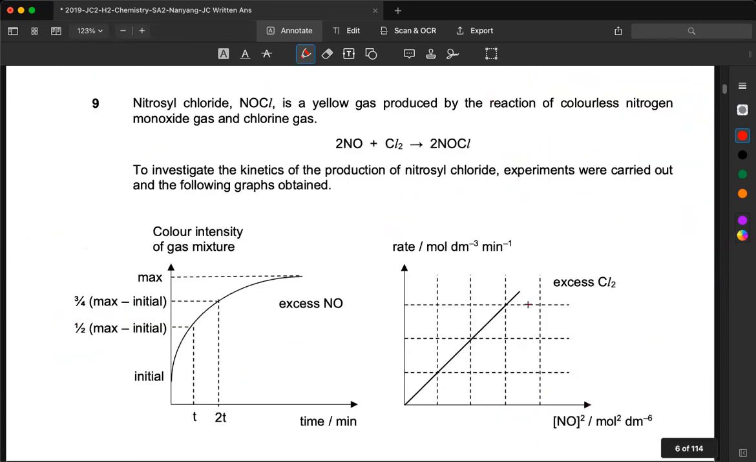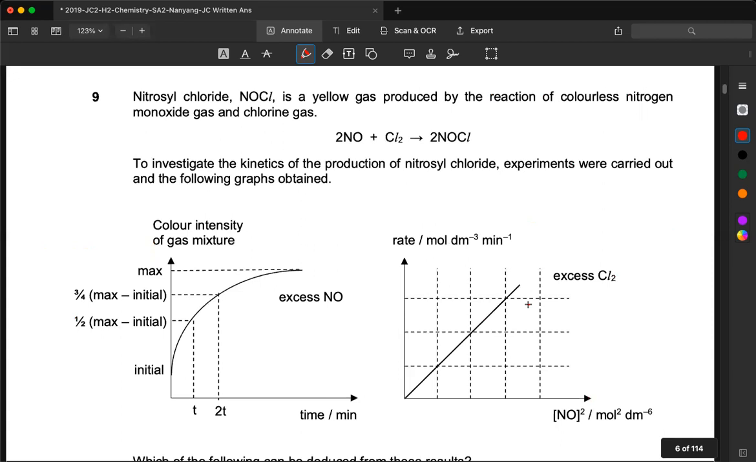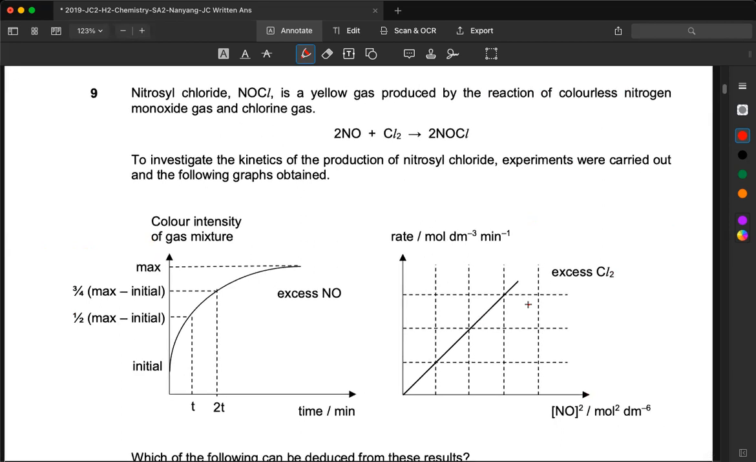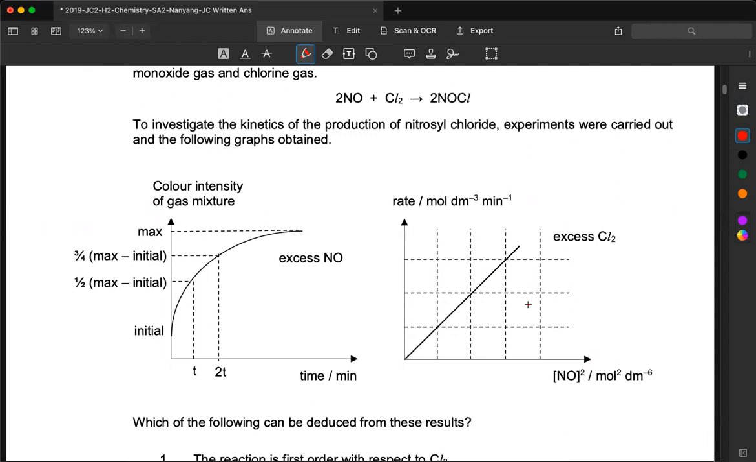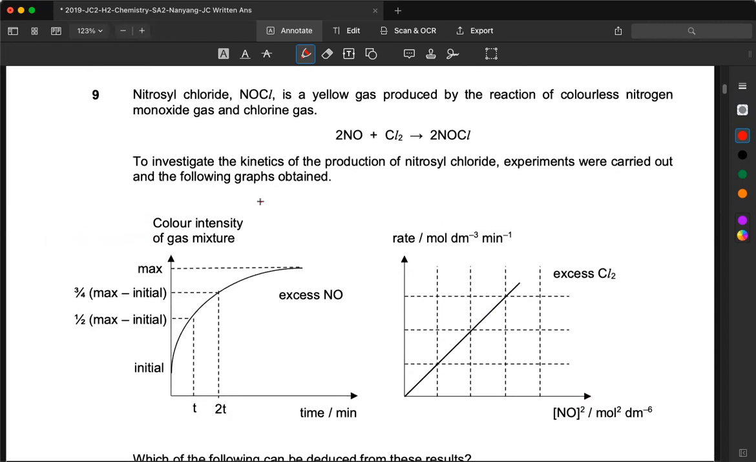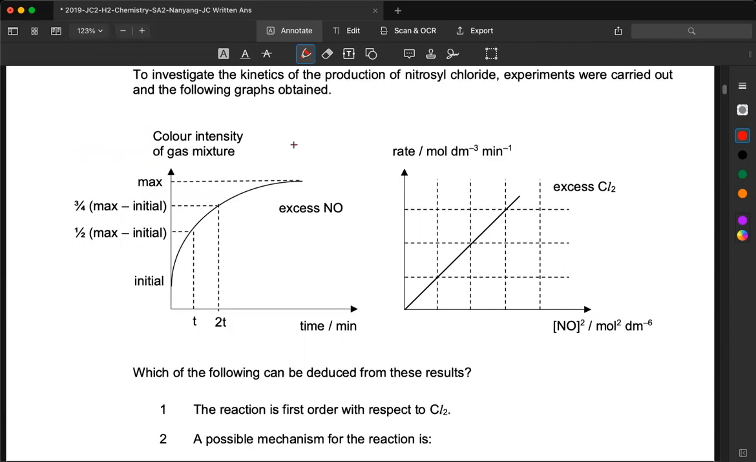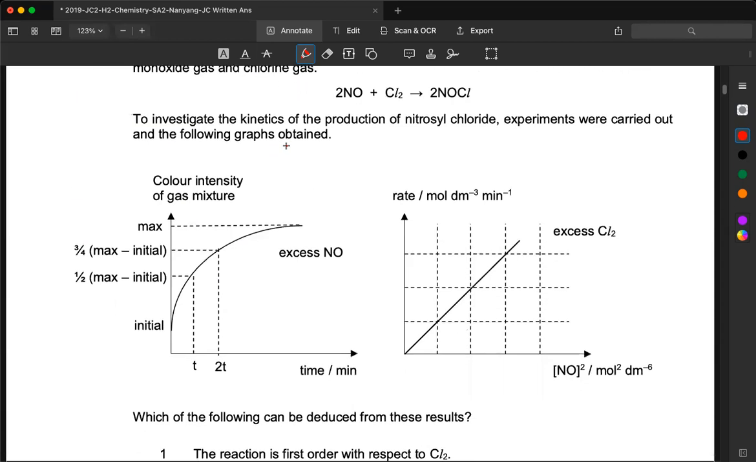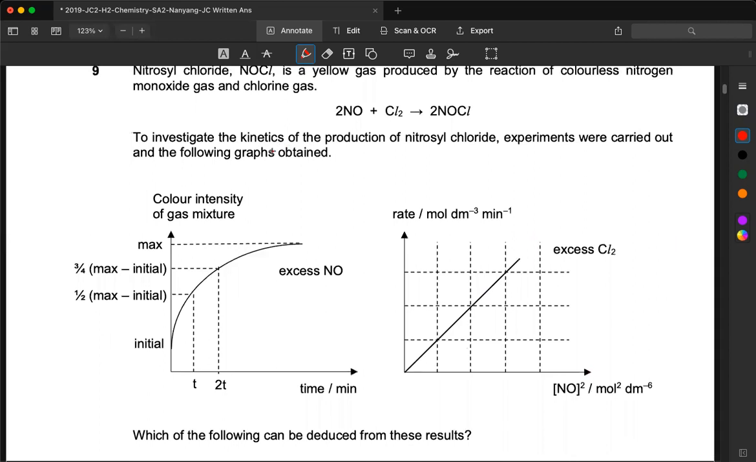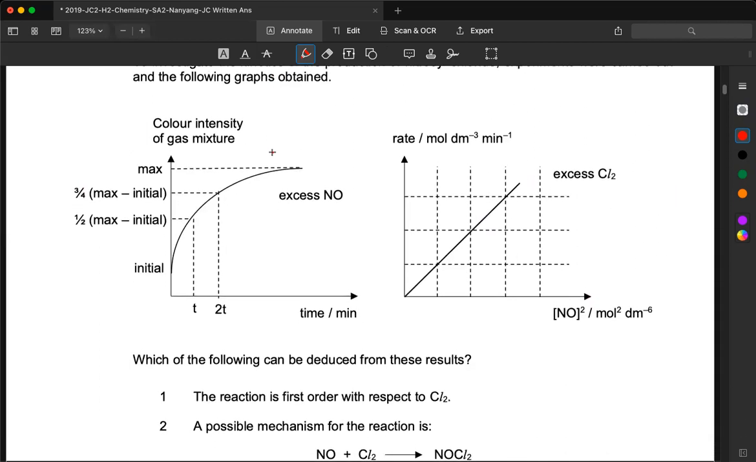Okay, next, number 9, kinetics. For this question, they already said that this is a reaction. Let us see what can be deduced. The first statement says it is first order with respect to Cl2. Let's check.